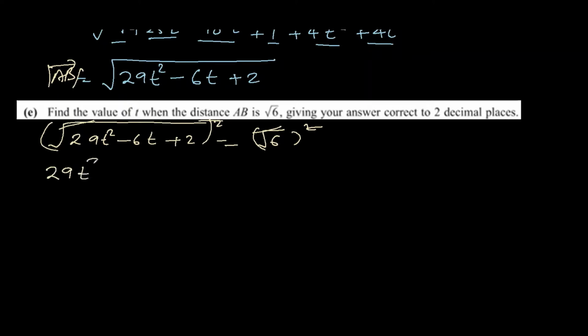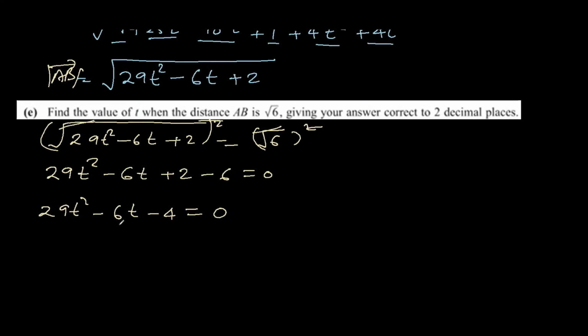So the quadratic equation we get is 29t² minus 6t plus 2, and let's bring this 6 also to the left side. It becomes minus 6. So 29t² minus 6t minus 4 equal to 0.